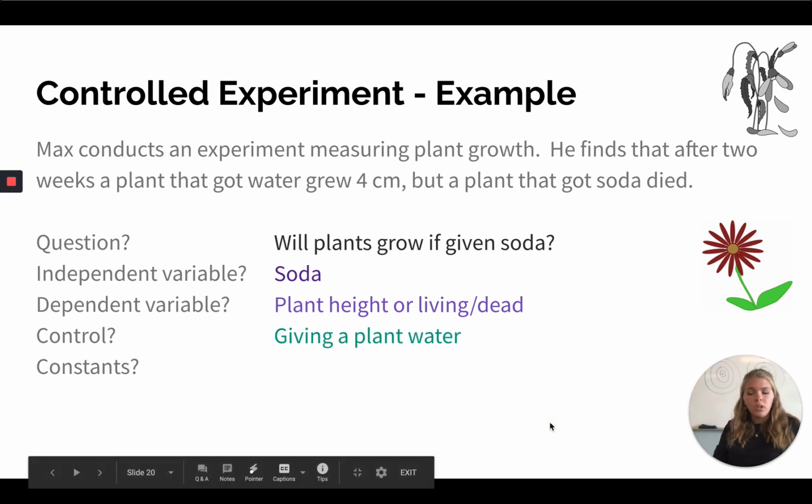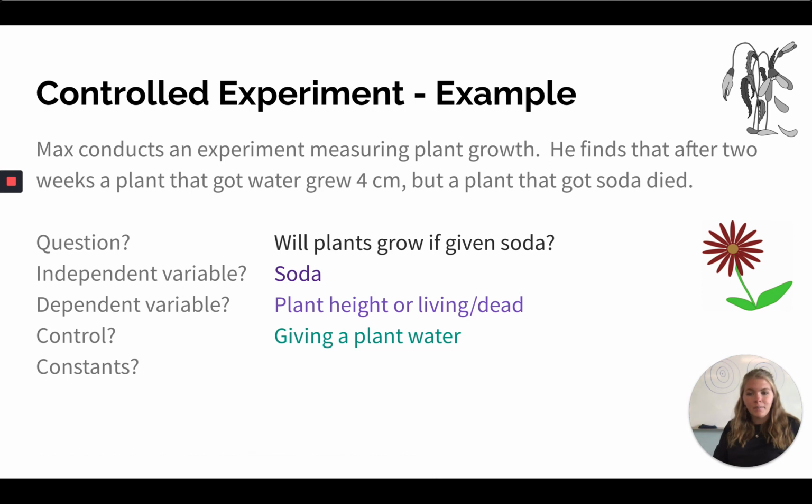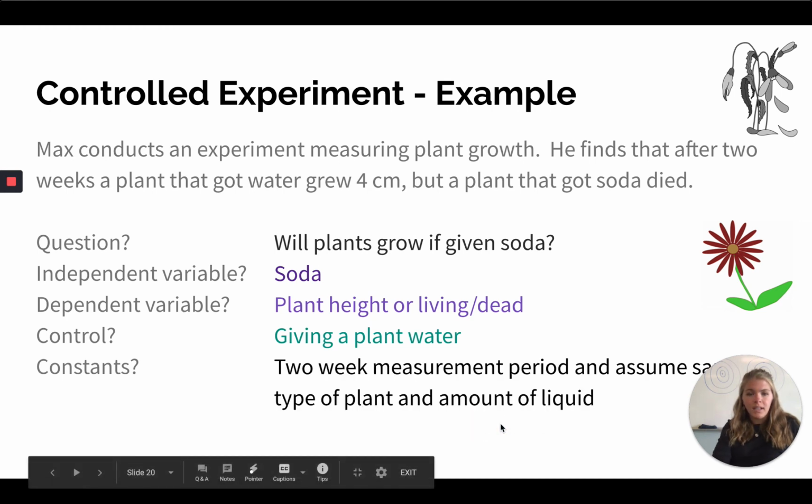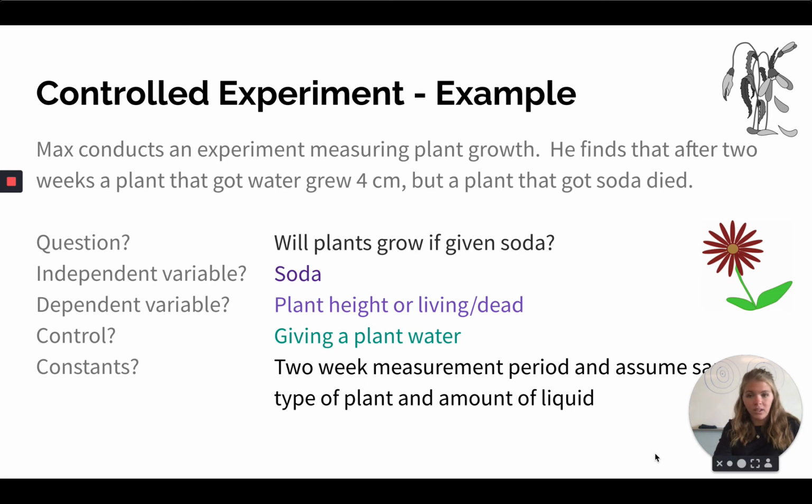So the control is what is normal. We cannot test pop versus Mountain Dew versus Dr Pepper because maybe they're both going to die. We need to include water in there to make sure the plants themselves are still going to grow in the environment, and it's actually the liquid that's changing the results. And then a constant, what do we need to hold steady? We need to hold steady a lot of things. The 2-week measurement period, the same type of plant, the same amount of liquid, the same amount of sun, the same type of soil, a lot of things.